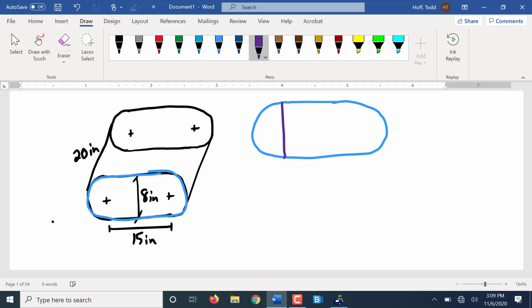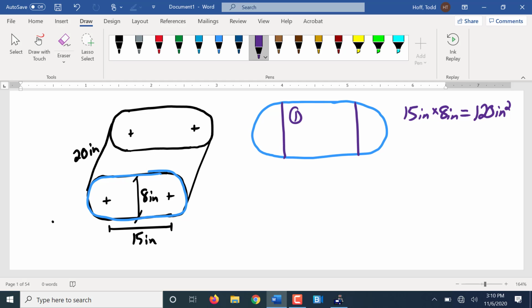It's simply a rectangle with a half circle on each end. What are the dimensions of the rectangle? 15 by 8. It's 15, not 18. Which gives us what for an area? 120 square inches. Then we have the half circles on each end.